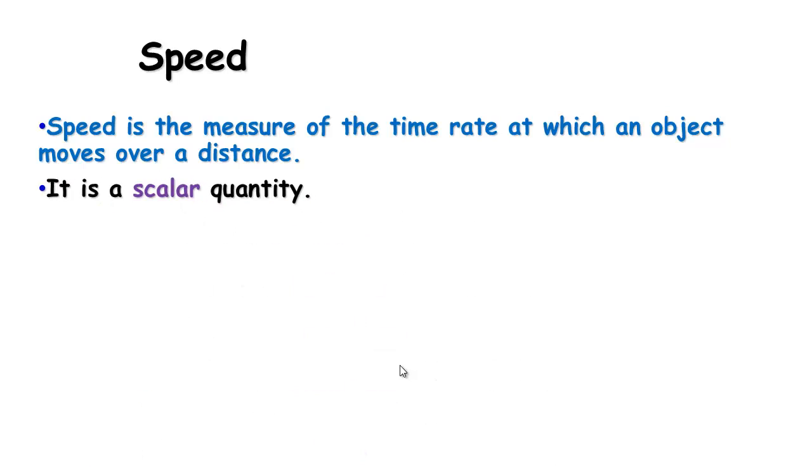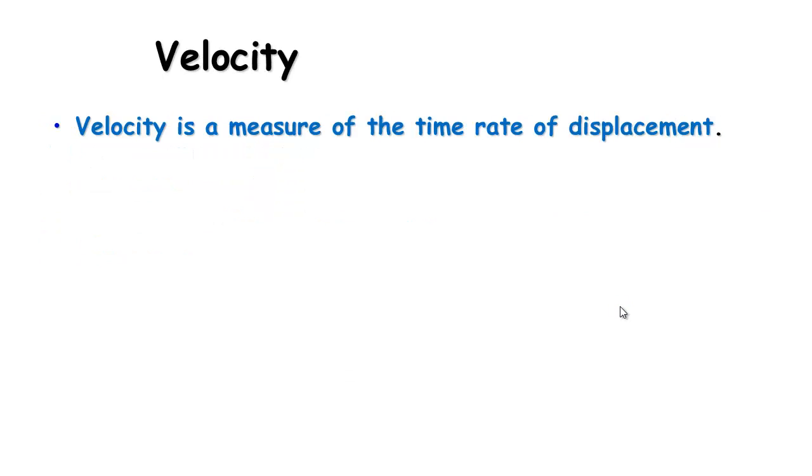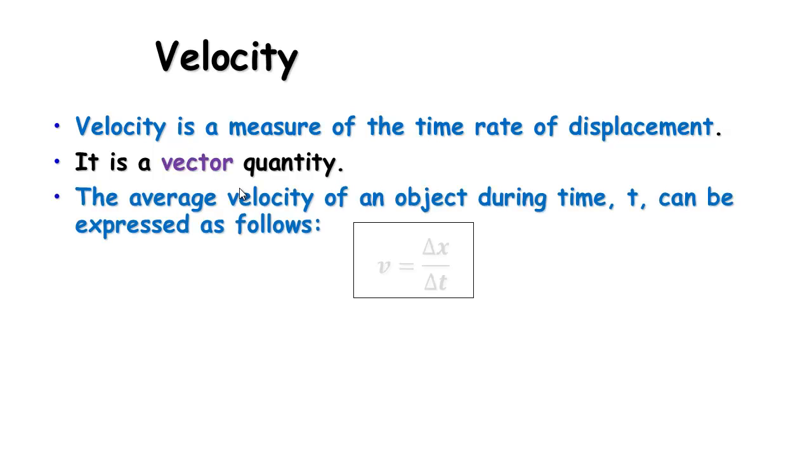Now, speed is a scalar quantity. It measures the change in distance per unit of time. So it's a rate of change of distance over time. Now, you'll notice here distance is a scalar quantity, time is a scalar quantity, so the result is going to be a scalar quantity. In contrast to that, velocity is a measure of the rate of the displacement. That is a vector quantity, so the result is that velocity is a vector quantity. So it's an average rate of change of displacement with time.